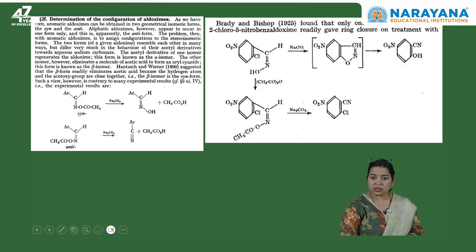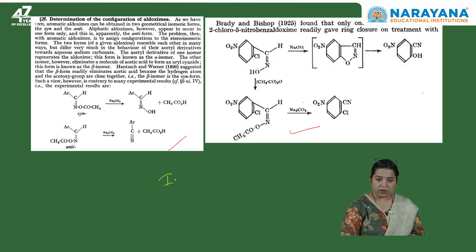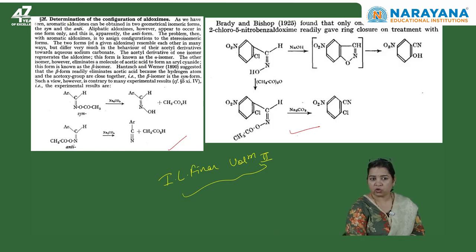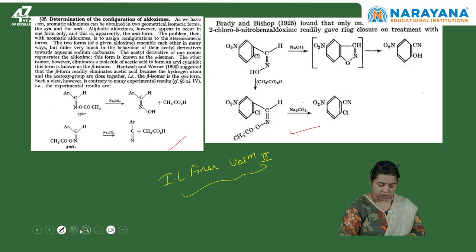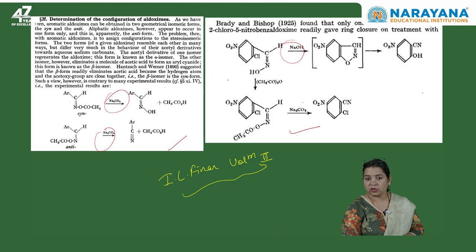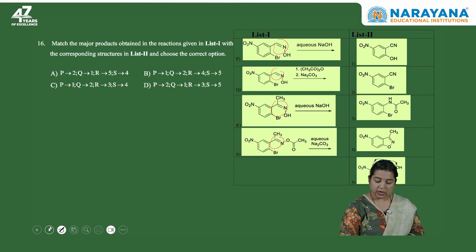Now, as far as the basic medium is concerned, the entire question detail you will find in full from I. L. Finar volume 2. That entire question is from there, where the topic is determination of configuration of aldoximes, and in continuity for 2-3 pages you will find ketoximes also directly evident. See, Na2CO3, NaOH. Where is NaOH? Here NaOH. Okay, now let me explain how the question is carried out, what they have done.